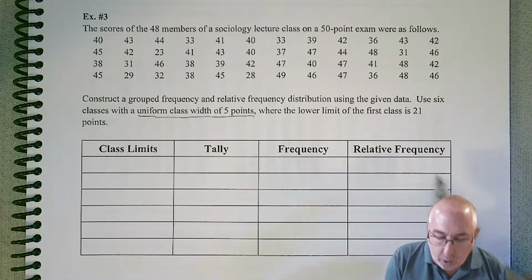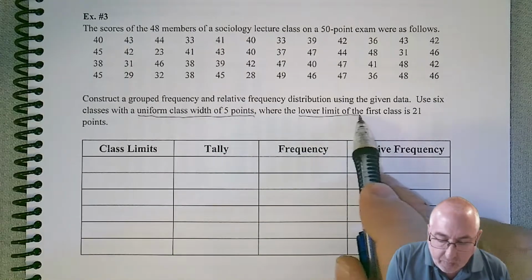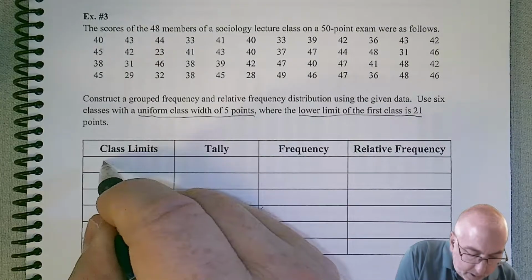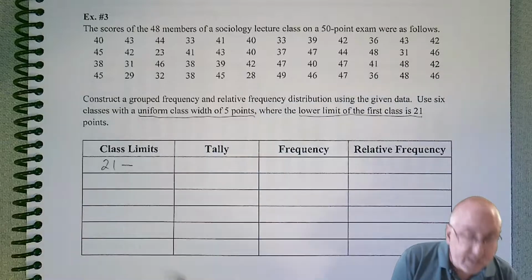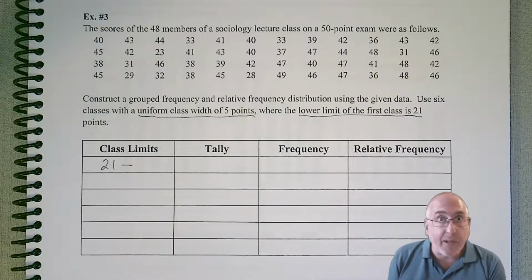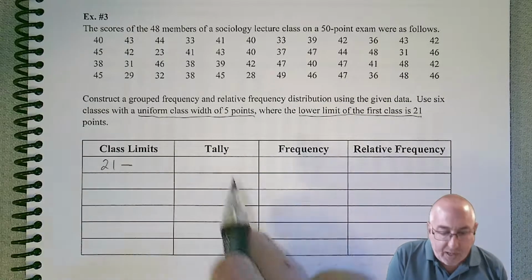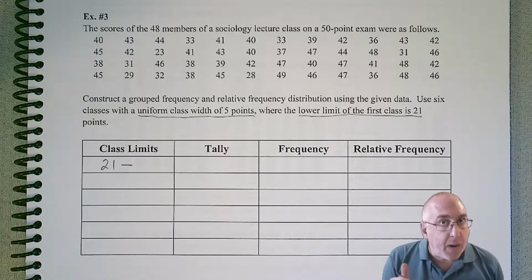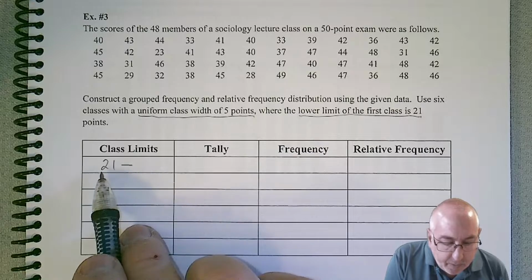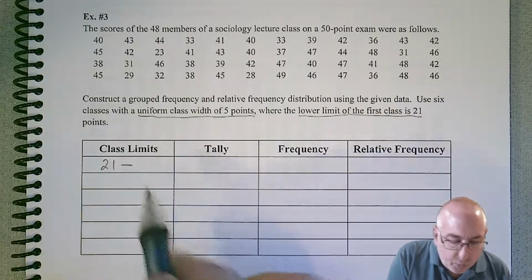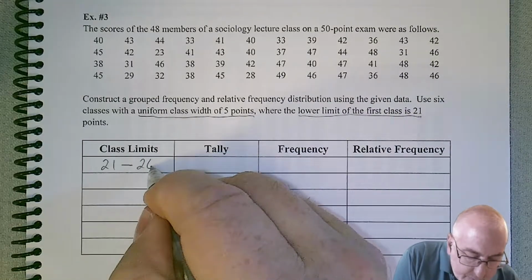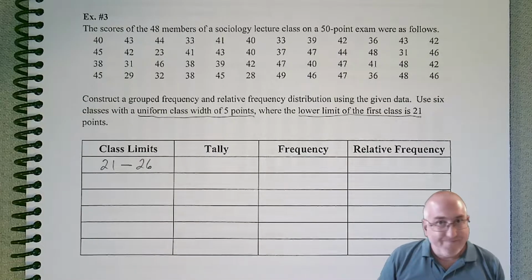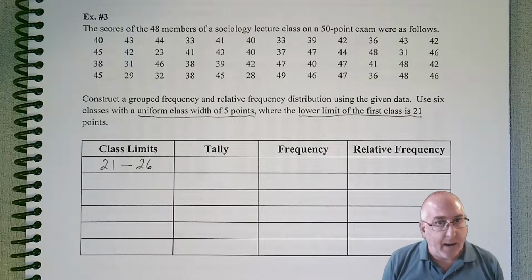If we know that the lower limit of the first class is 21, that means I am starting at 21 and going to something, but I'm not sure yet what that something is. That's where this class width of 5 comes in. Now, you're probably thinking, oh, I know the answer. If I just add 5 to this 21, that'll get me to 26, so I should stop at 26. Unfortunately, that is not correct.